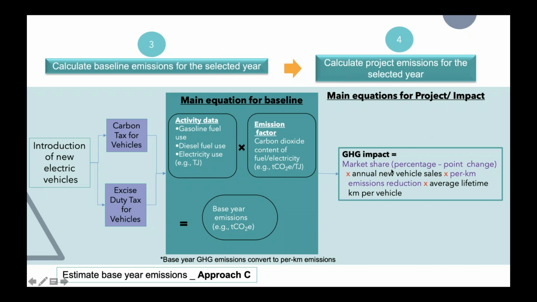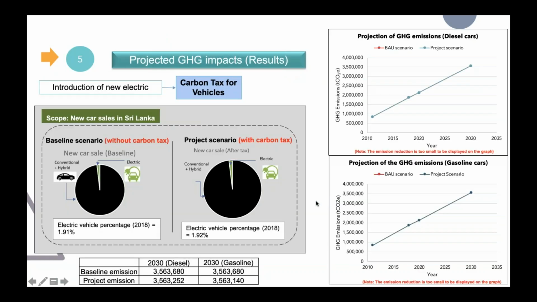And then to quantify the GHG impact, we again applied the ICAT transport pricing guidance formulas. Like Felix mentioned, the market share we calculated for the Sri Lankan context, and then annual vehicle sales per kilometer reduction. So those values we calculated, and some of the values, like what is in purple, we calculated, and what is in black we got from existing sources. And this is the result of the emissions when we applied the ICAT transport pricing guidance for carbon tax.